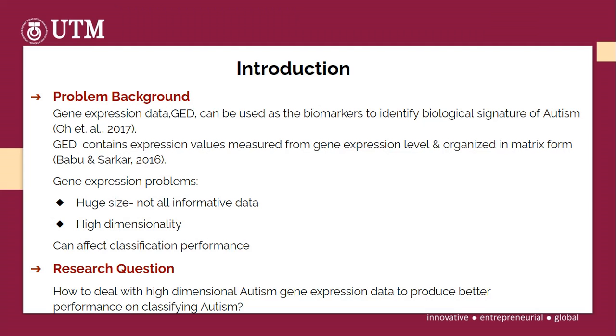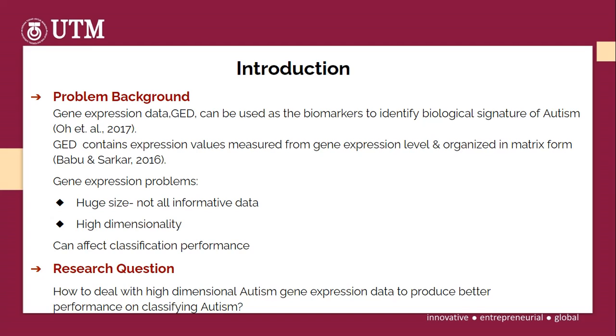One of the data types that can be used to identify the disease is gene expression data. Gene expression data is produced by the translation process of encoded gene information into RNA. Gene expression can be used as biomarkers to identify the biological signature of autism, and it contains expression values measured from gene expression levels using a variety of techniques such as DNA microarray, expression vector, and fluorescent hybridization. The values are normally organized in matrix form.